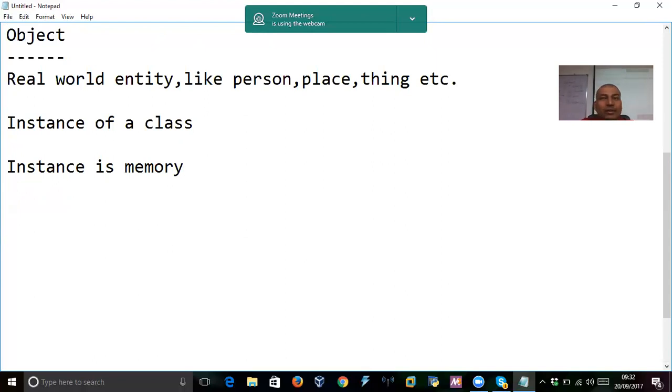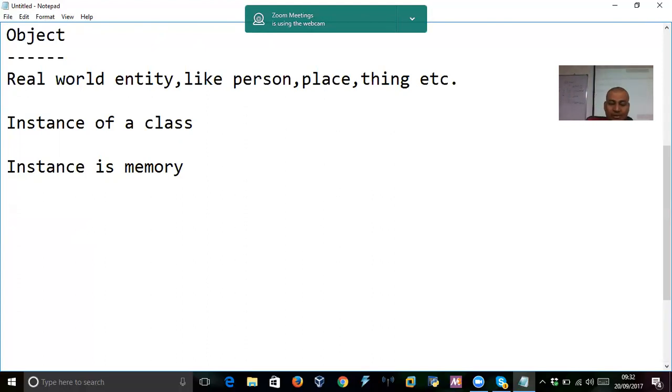So that's all. Now I'm going to talk about what are the properties and behaviors of an object. Generally, when you talk about an object, we should talk about two things. One, properties. Two, behaviors. Any object in this world has these two. Every object has attributes or properties. Every object has behaviors. So let's talk about that.